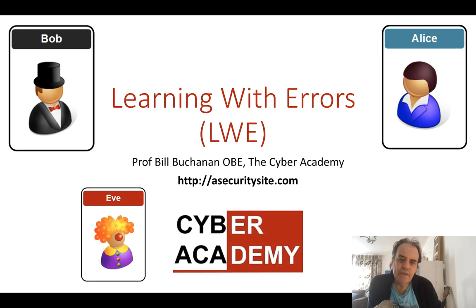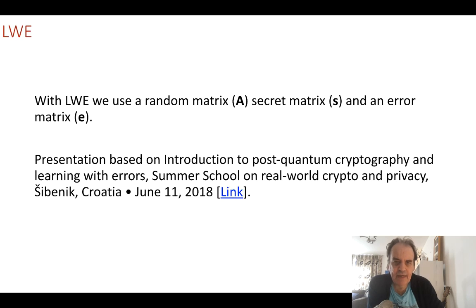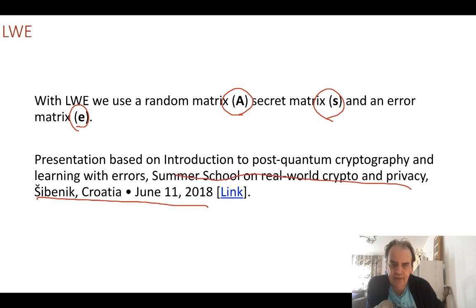Okay, so let's initially look at a technique called learning with errors. With learning with errors, we take, in this case, a matrix A, and we take a secret matrix S, and then also an error matrix. The example I've used here is based on the example from this summer school, so you can go and check out the numbers, but I'll try and illustrate it with some Python code.